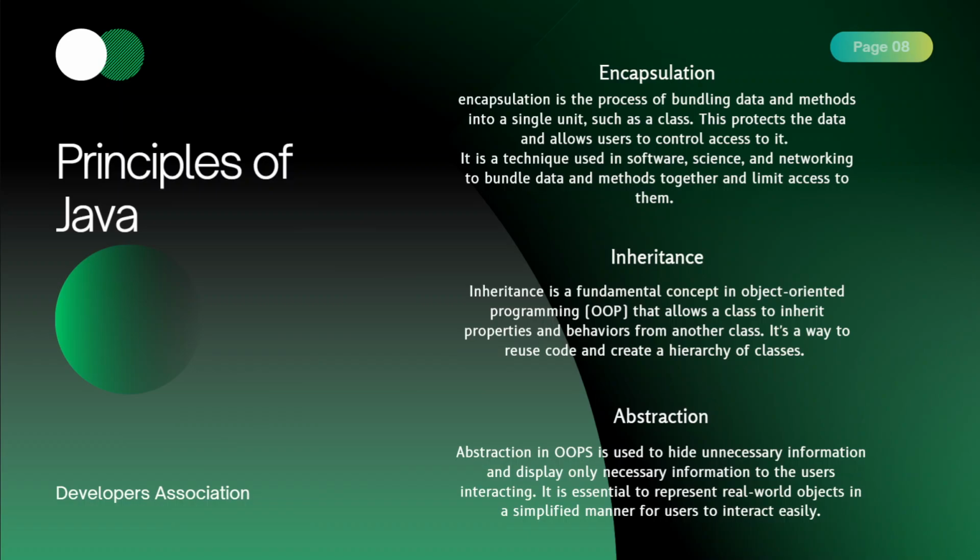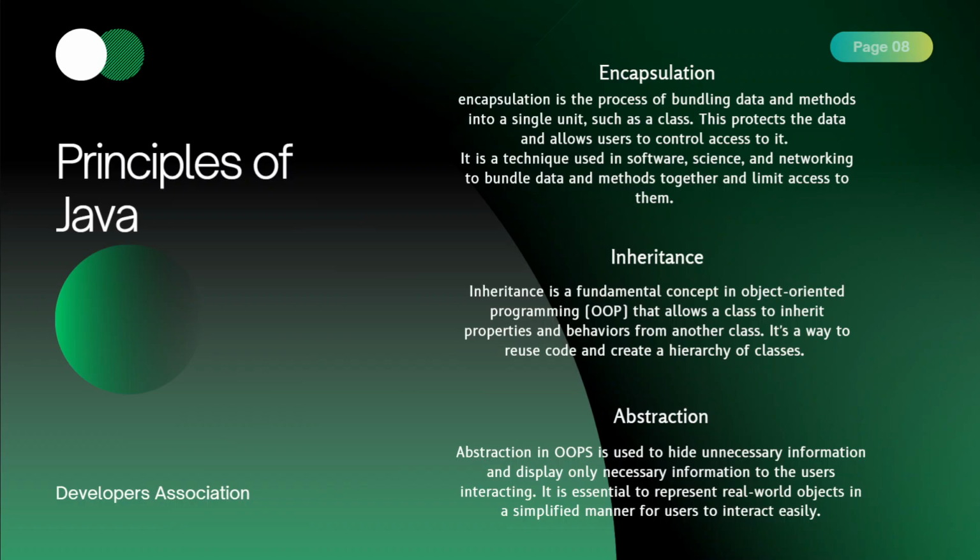Towards the final topic of our lecture, which is the fundamental principles of Java. There are four main principles of Java: encapsulation, inheritance, abstraction, and polymorphism. Encapsulation is nothing but a bundle of data and methods in a single unit, capsuled together. Encapsulation is the process of bundling data and methods into a single unit, such as a class. This protects the data and allows users to control access to it.